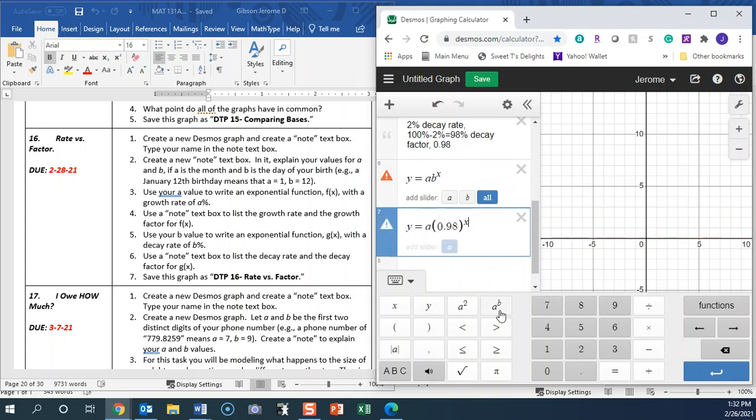And then we would take that to the x power. So now you have an illustration of what growth rate and growth factor are, and then decay rate and decay factor. Now it asks us here to list the decay rate and decay factor, which we already did. So now you understand what the decay rate, decay factor, growth rate, and growth factor are. And that is basically it.